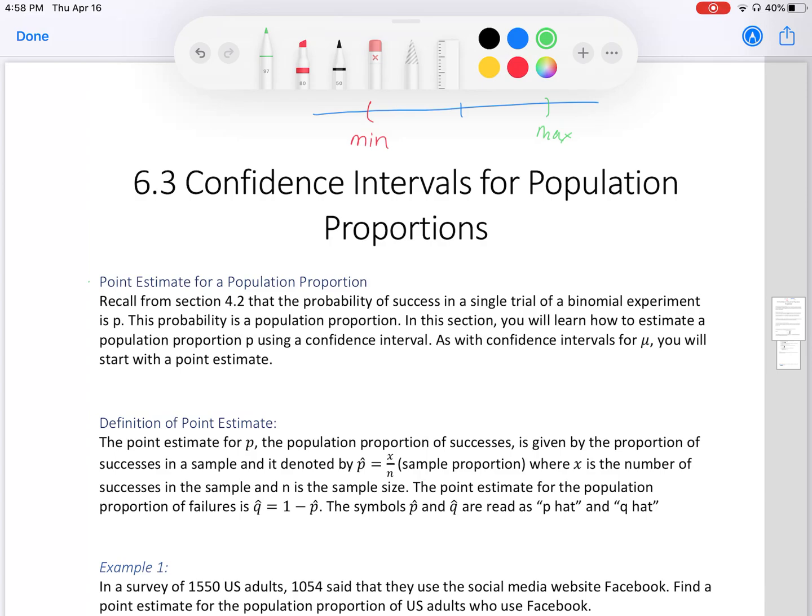Point estimate for a population proportion. Recall from section 4.2 that the probability of success of a single trial of a binomial experiment is p. This probability is a population proportion. In this section, you will learn how to estimate a population proportion, p, using a confidence interval. As with confidence intervals for mu, the population average, you will start with a point estimate.